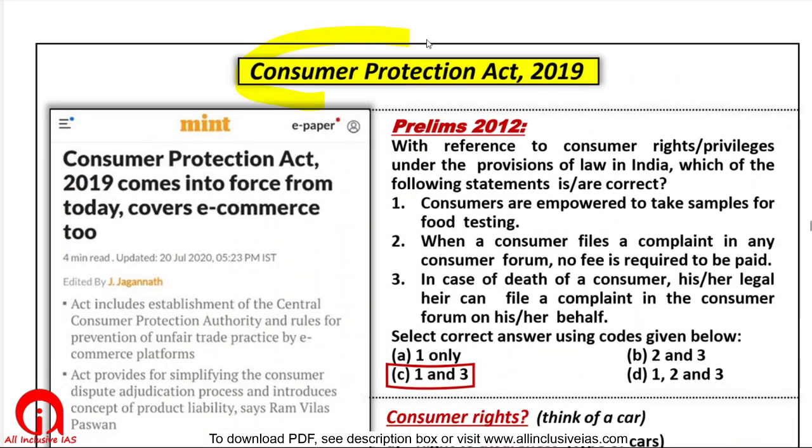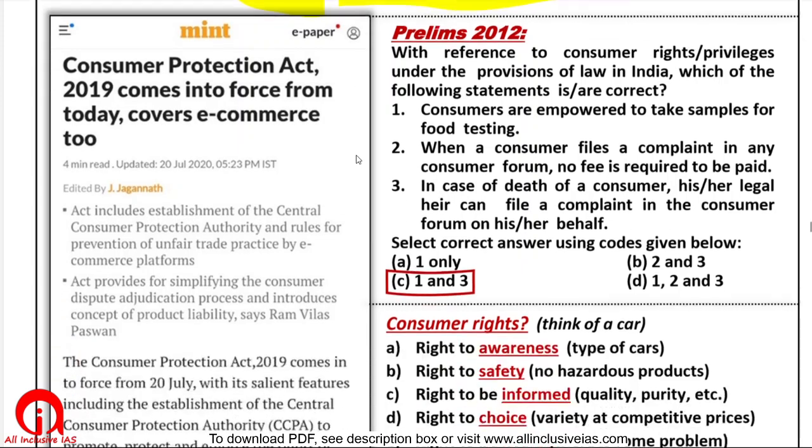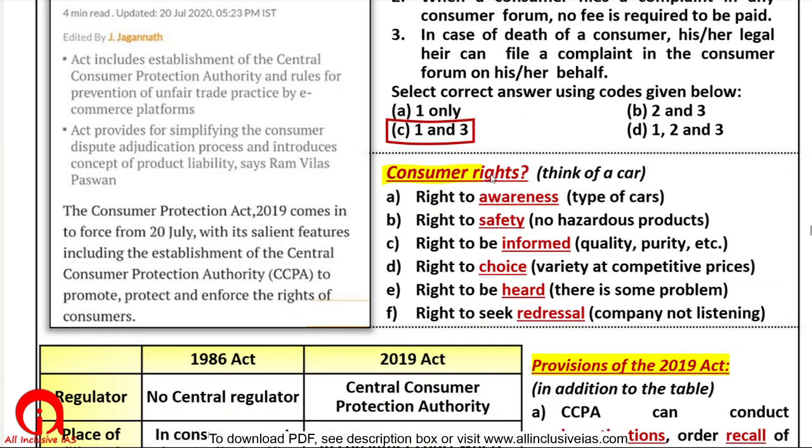Consumer Protection Act 2019. So it's a pretty simple thing. There are some rights of the consumer. Like, think you are going to buy a car. You should be aware what all types of cars are available: hatchback, sedan, compact SUV and everything. Whatever kind of car it is, it should be safe. No car should be such that it is hazardous, you turn on the ignition and the whole car burns. No. The car should not be hazardous.